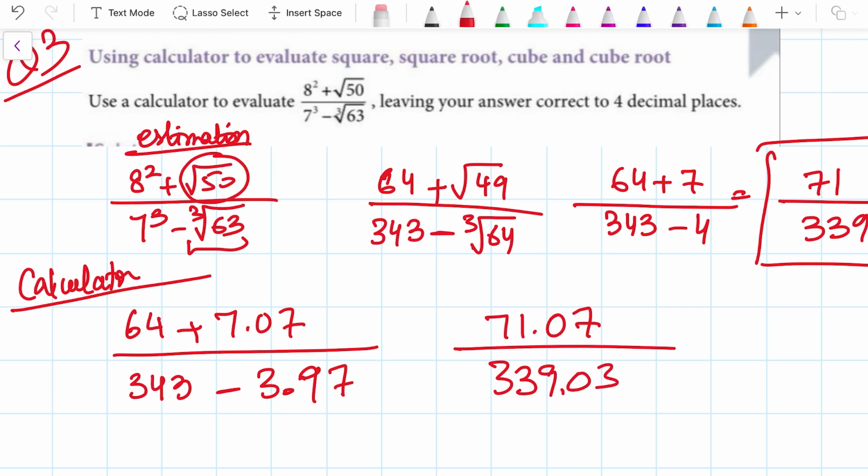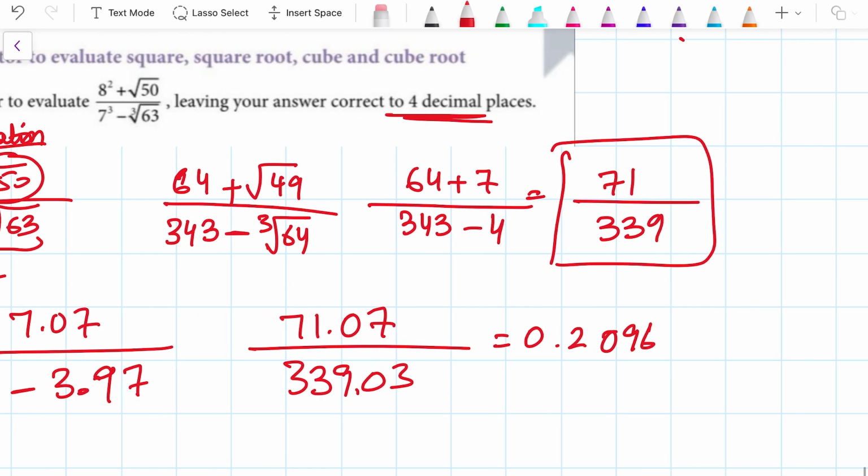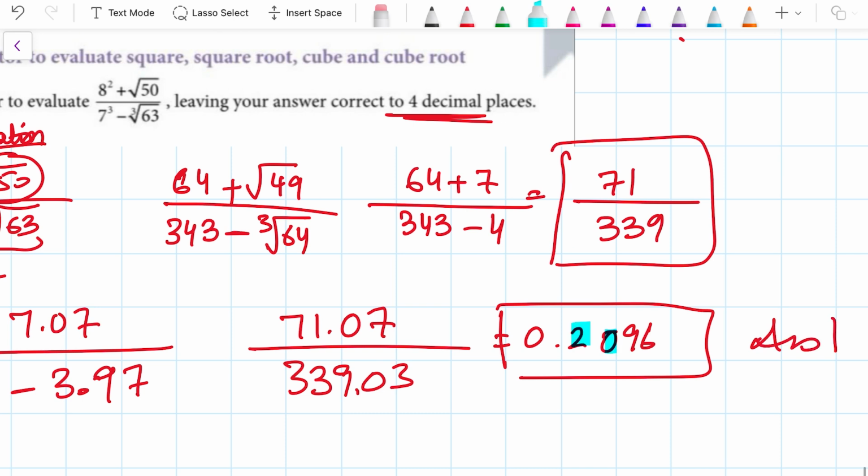339.03. 71.07 divided by 339.03 gives you 0.2096, and they said correct to 4 decimal places, so I've taken 4 decimal places. See, 1, 2, 3, 4. I hope it is clear.